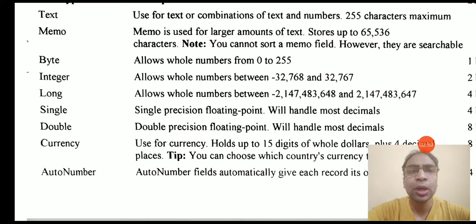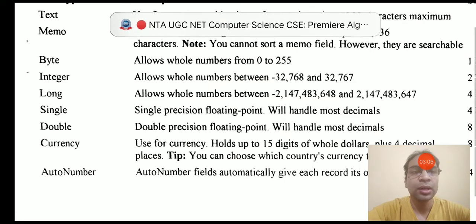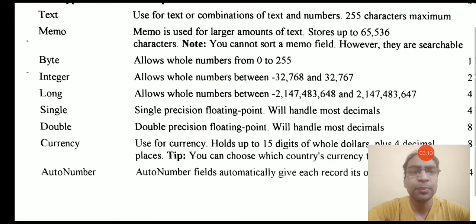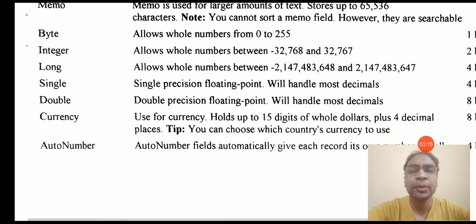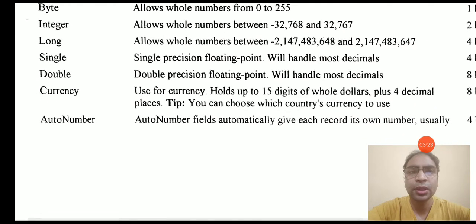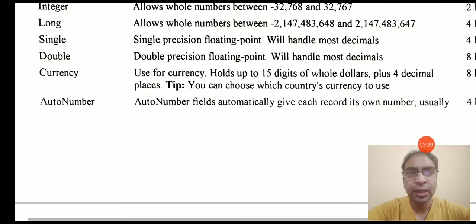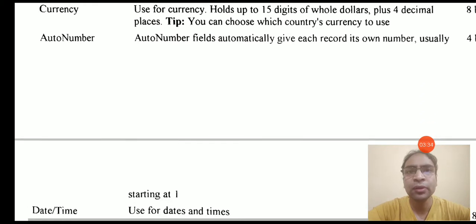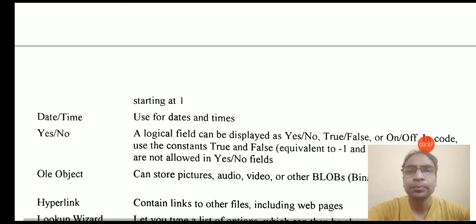Then if you want to store a larger number, you can use the long data type that allows whole numbers. You can see the range is very large. Then the single data type allows single precision floating point. The double data type provided by Access allows double precision floating point. Currency is also allowed, so you can store different currencies like rupee, dollar. Then you have the auto number field, which will increment automatically by 1. So it is a very useful field in creating IDs.